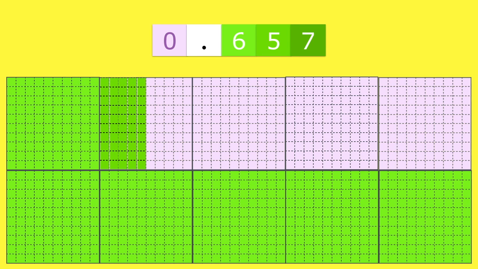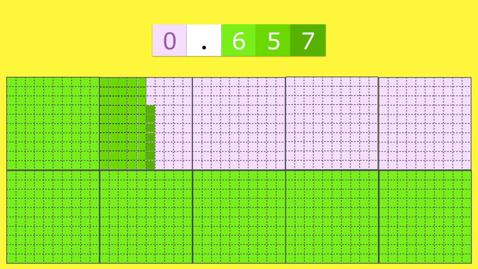Our final number is in the thousandths place. We know that this model shows us a whole cut into thousandths because 10 times 100 equals 1,000. This means that each tiny square is 1/1,000th of a whole. In this number, we have 7 thousandths. 1, 2, 3, 4, 5, 6, 7 thousandths.